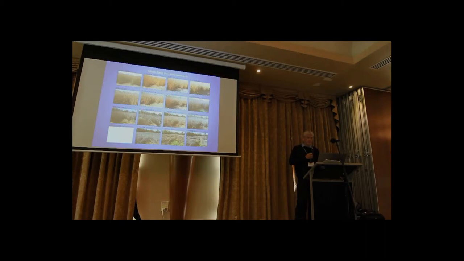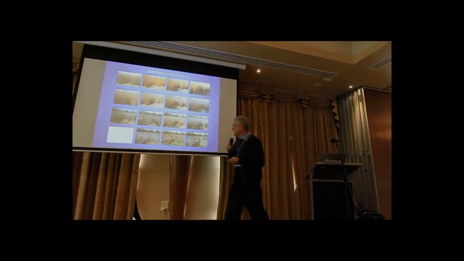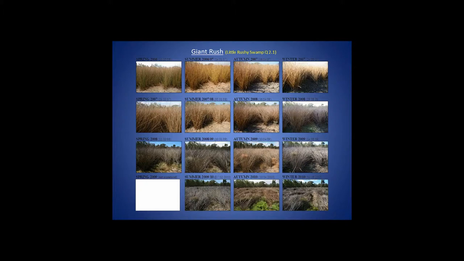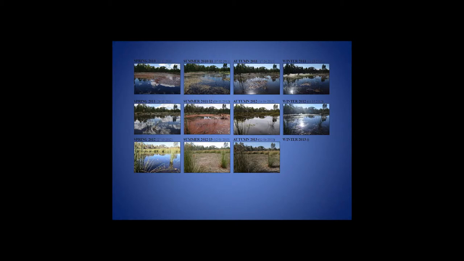So, some pictures. I'll stand over here. Just quickly go through these. This is a giant rush example of how effective the drought has been. So really we've got the seasons in columns, spring, summer, autumn, winter, and then the years. This is a little rushy swamp, and you can see that the rush was basically degrading during the drought.